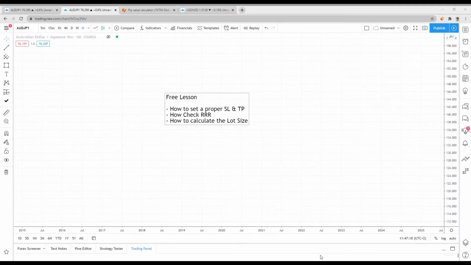In this lesson we're going to show you how to set a proper stop loss and take profit using market structure and the fib retracement tool, how to define if a trade is worth taking the risk, and how to calculate your lot size so you don't risk more than 1% of your trading capital on every trade.